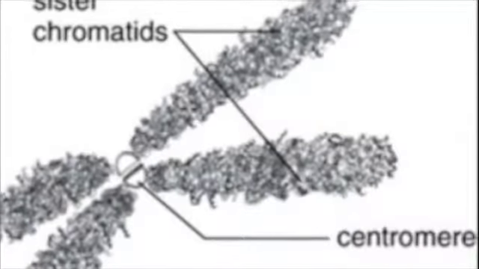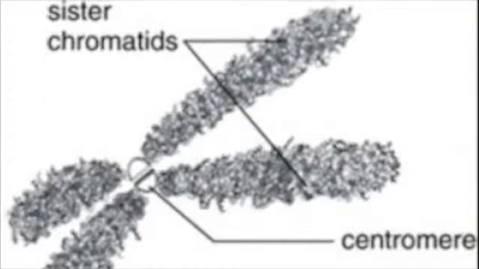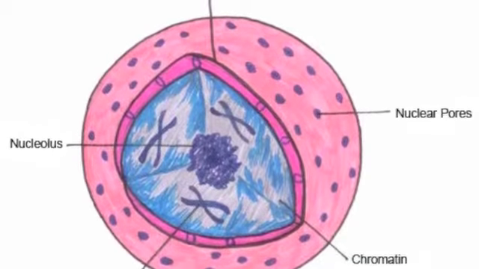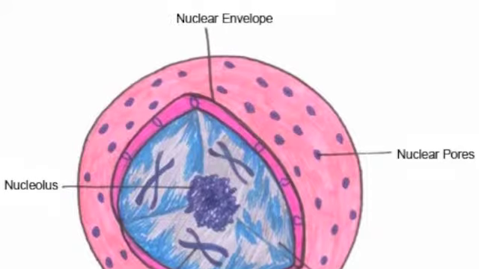During this phase, the centrioles, which cannot be found in plant cells, start to move to the opposite poles of the cell. As this stage ends, chromosomes coil together, the nucleus disappears, and the nuclear envelope breaks down.